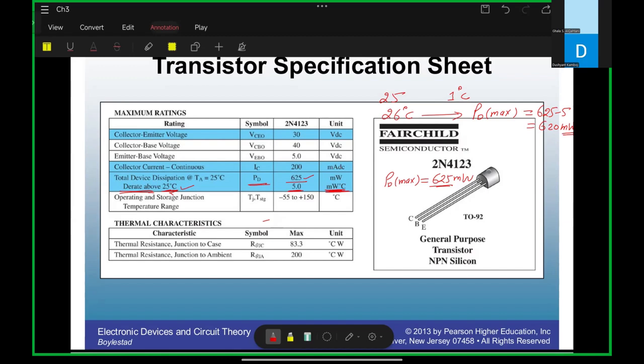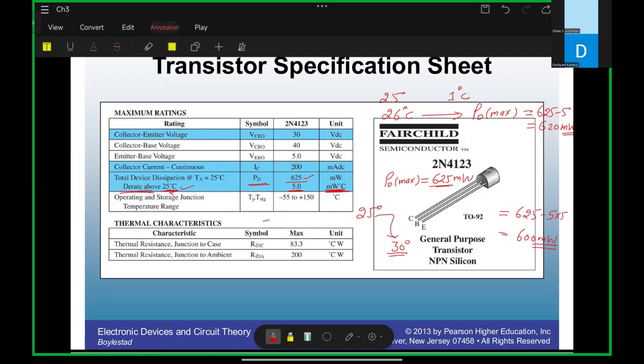Let us take you increase the temperature to 30 degrees. From 25, you increase the temperature to 30 degrees. So how much temperature did we increase? 5 degrees. So the power becomes 625 minus 5 into 5. So that is 600 milliwatt. Got my point?